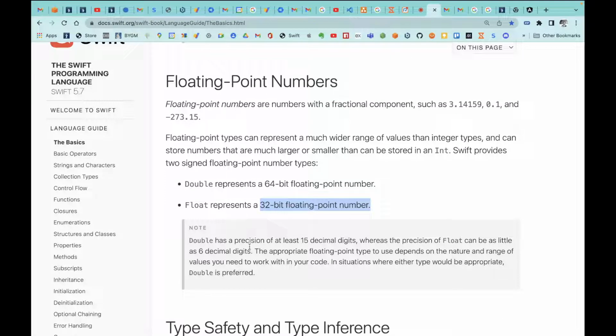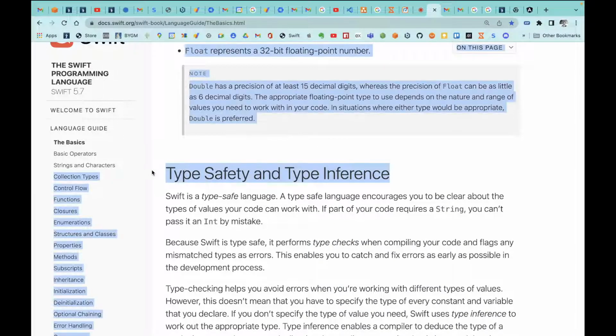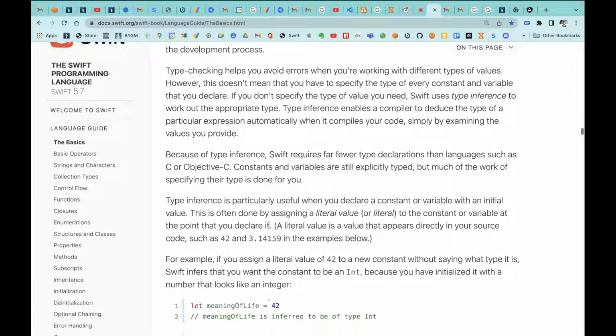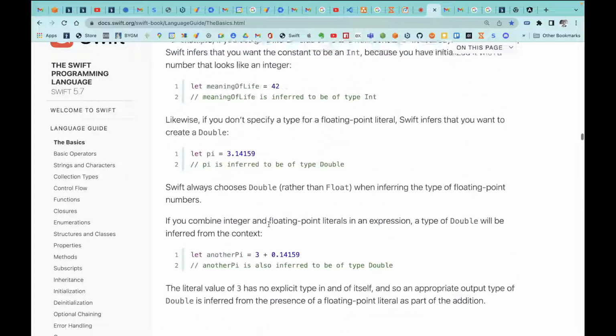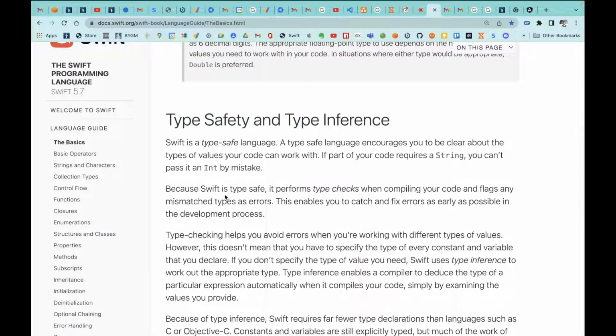So let's see. Next time we're going to continue with type safety and type inference. I think it's quite interesting, this type safety and type inference. So, yep, cool.